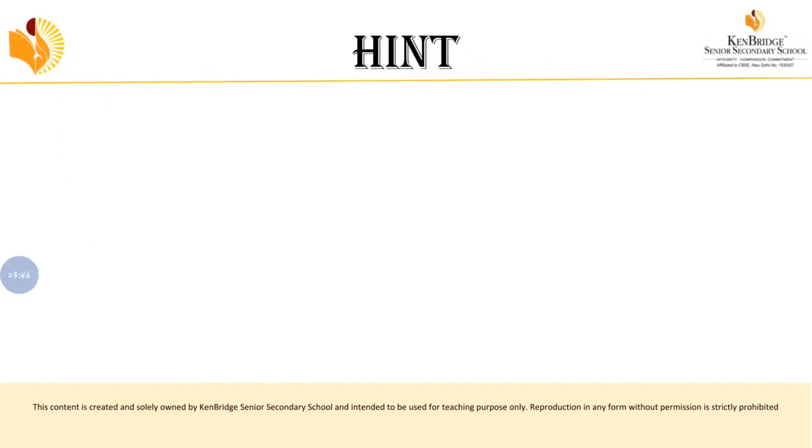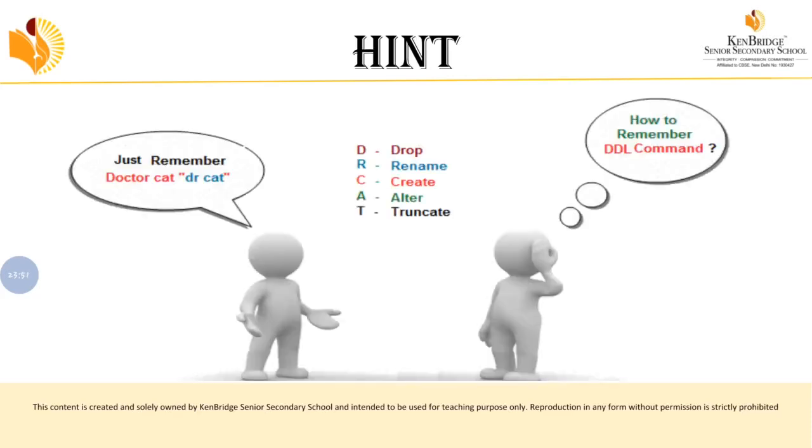Hint. Now we have seen so many commands, right? So how to remember the DDL commands? What are all the commands that come under DDL? Just using the word Dr. Cat, you can remember that. D for drop, R for rename, C for create, A for alter, T for truncate. So students, please make a note. It will be quite interesting, and you can also come up with your own creation to remember very big concepts in a simple way.